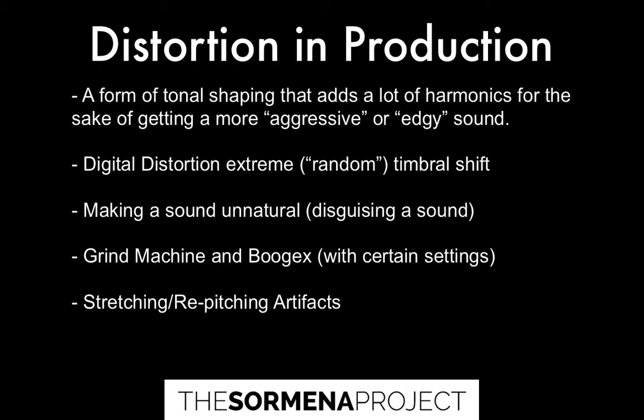Another form of distortion in production would be making a sound just completely unnatural, so disguising whatever the original source was. I knew somebody, I don't know if they still do this, but they used to take a sample from a Justin Bieber song for every song that they were making, every production they were doing, and they would hide it in their own mix in some way, sometimes by stretching or repitching it in an extreme way, sometimes by bit crushing it, by adding other forms of distortion, by flanging and phasing, all sorts of crazy things. But that's an example of distortion in production. You're taking an original sound and you're hiding it and masking it in such a way where you can't tell it's the original. And so the two processors that we've mostly been focused on here would be the grind machine and the Boog-X when we really push the Boog-X very hard. Okay, that would be distortion in production.